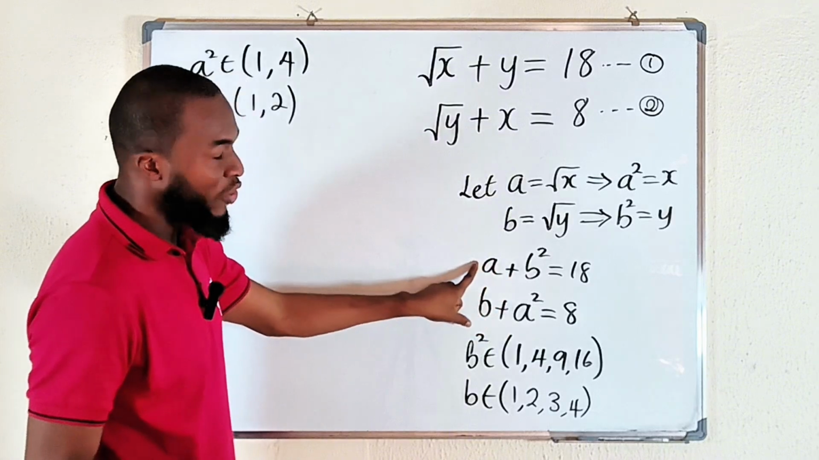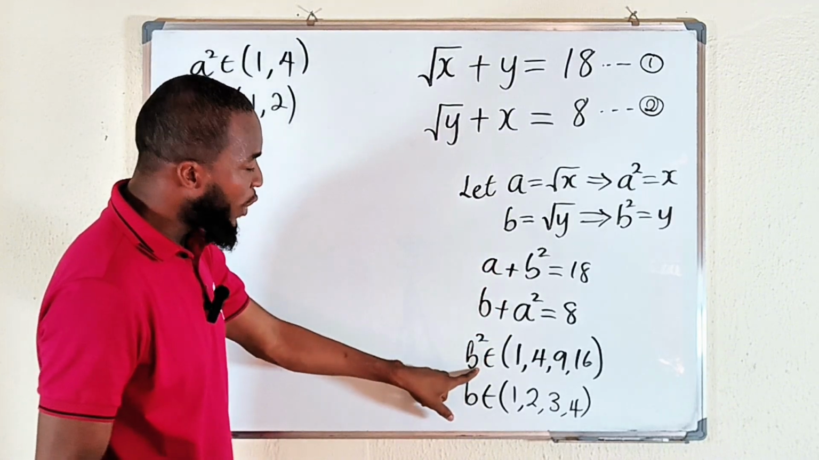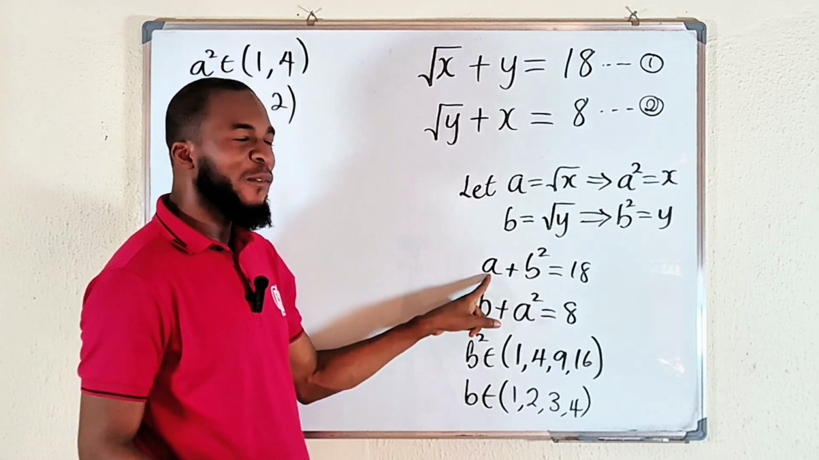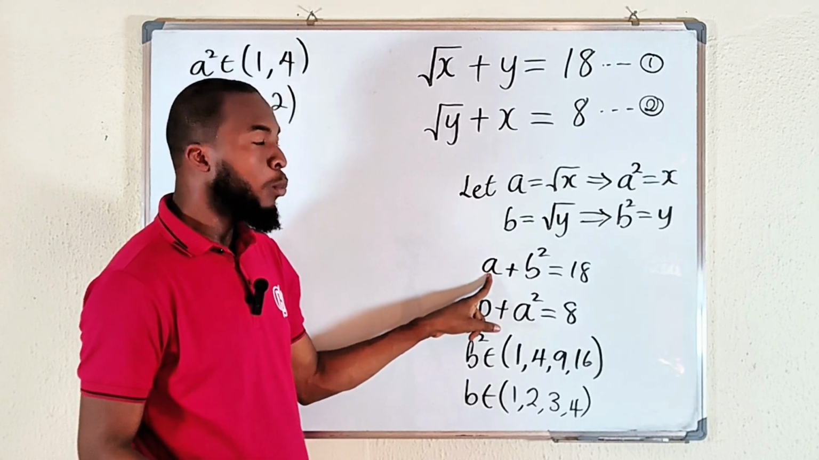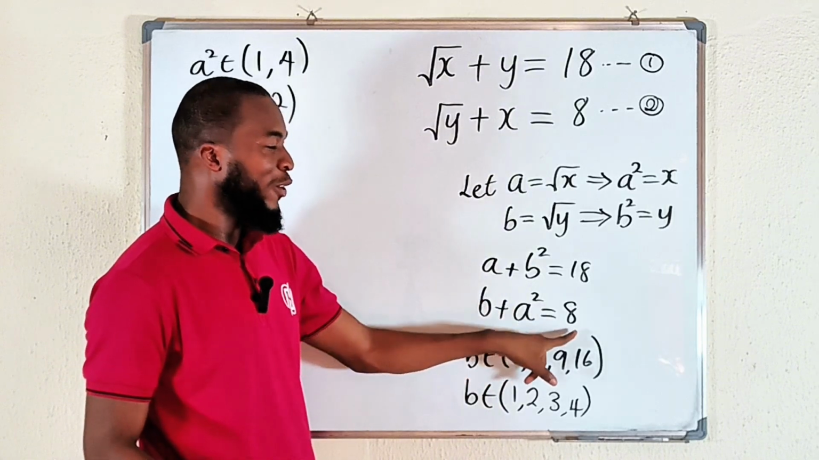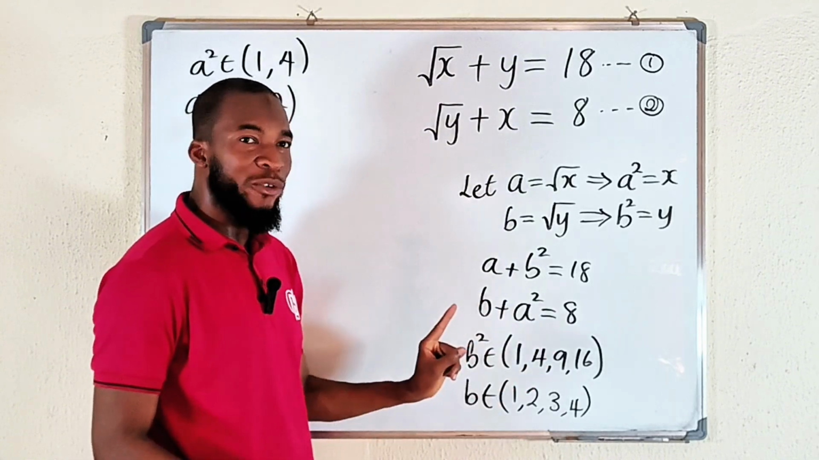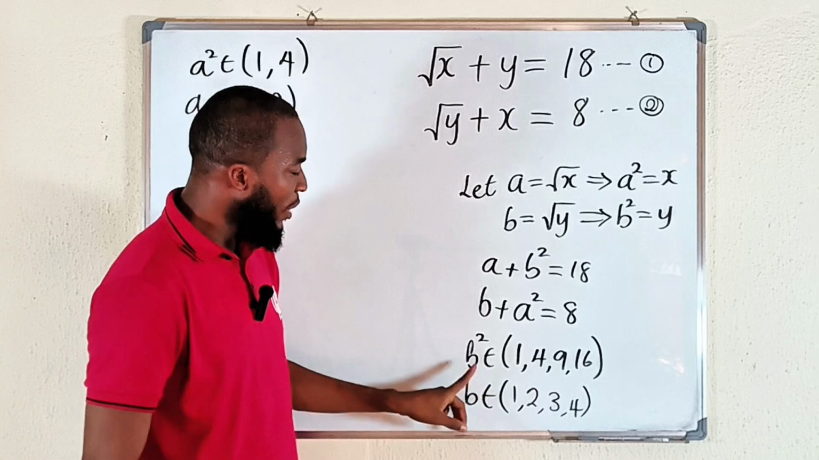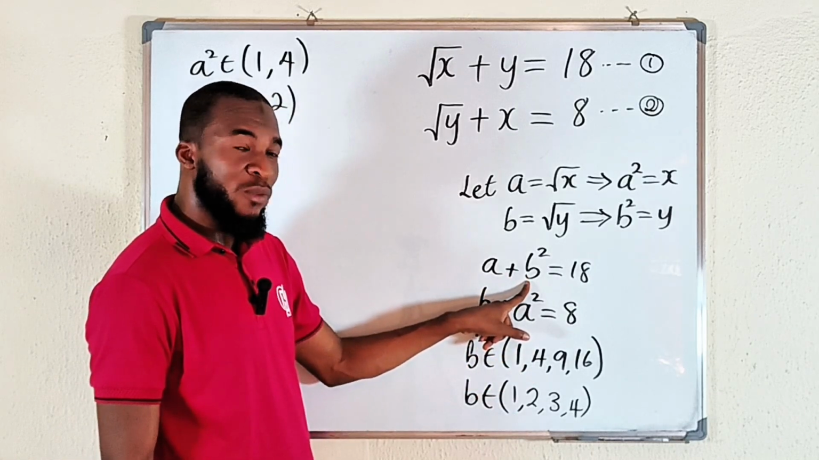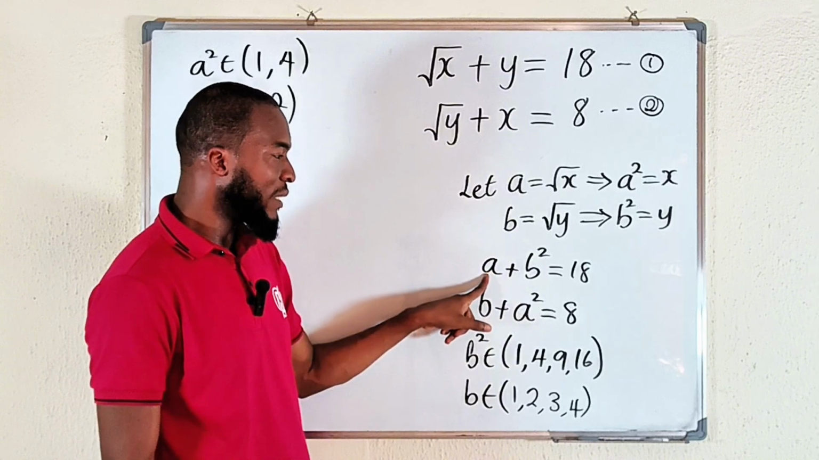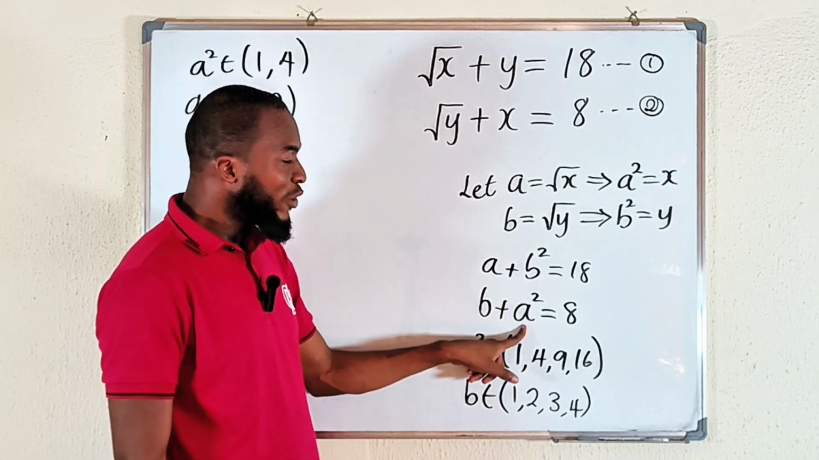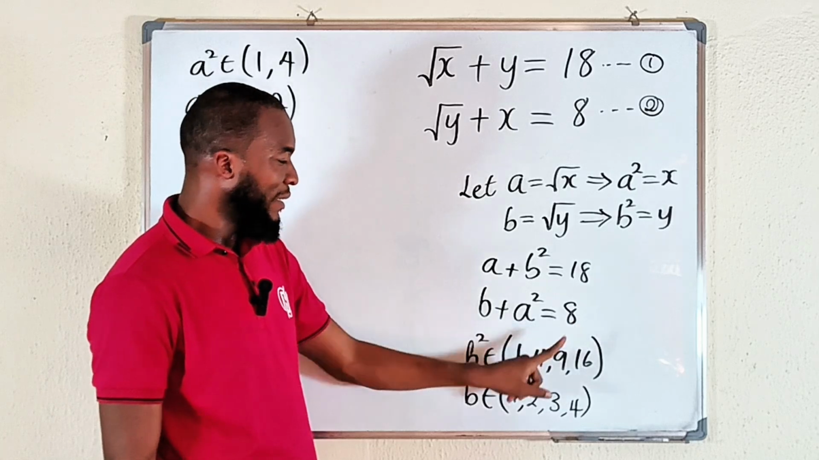Let's start with the first equation here. If b squared is 1, then it implies that this value here, a, must be 17. And you can see that the moment you square 17, you get a number bigger than 8. So 1 will not work. Then let's move to the second one. If b squared is 4, then this will be 14, right? And 14 squared is also greater than 8.